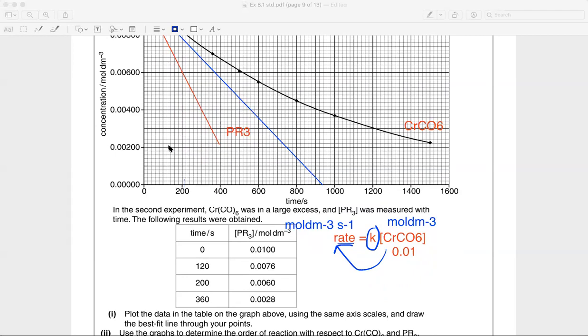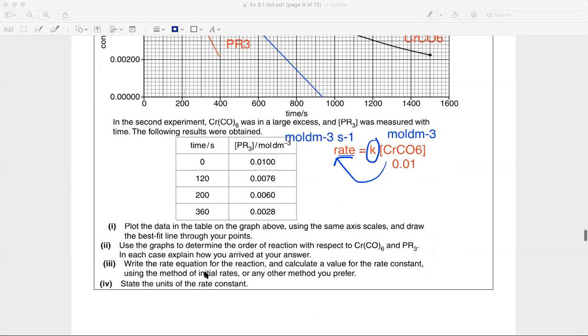Does it say anywhere? Oh, yeah. Using the method of initial rates or any other method you prefer. So you can actually use this. Yes, Kai Xiang, thank you. You can use this: T half is equal to ln2 over k.